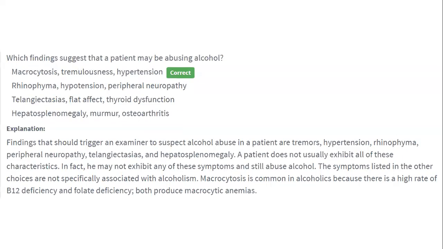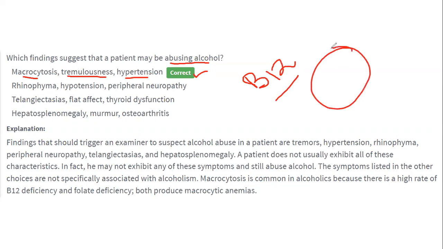What next? Next here, which finding suggests that the patient may be abusing alcohol? Macrocytosis, right? And also tremulousness or hypertension. Why is it the correct answer? The person who is alcoholic has a chance to develop impaired vitamin B12 absorption. Deficiency of vitamin B12 can lead to megaloblastic anemia. Mega means bigger. So macrocytosis, RBCs get bigger, right? So this is the basic explanation.